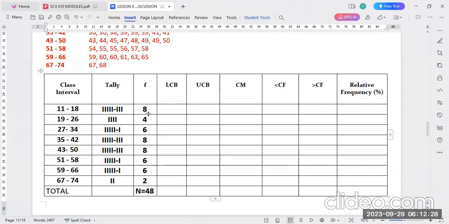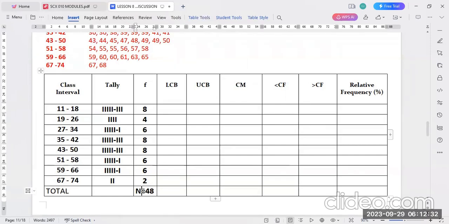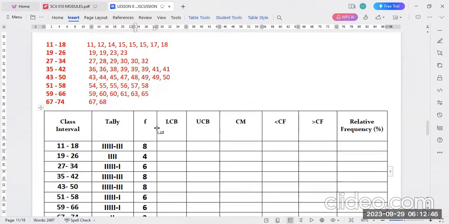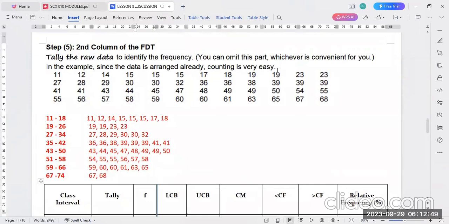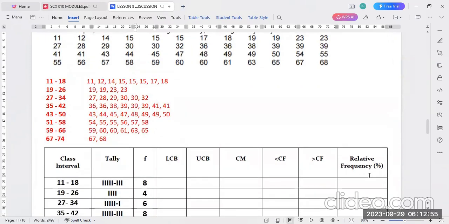And sa frequency, dapat pag in-add up nyo, that is equal to the total number, or the n, is equal to 48. 8 plus 4 plus 6 plus 8 plus 8 plus 6 plus 6 plus 2, n is equal to 48. And that is the total number of data. Okay, itong buong to is 48 lahat. Kagaya ng sinabi ko kanina sa first part ng discussion.